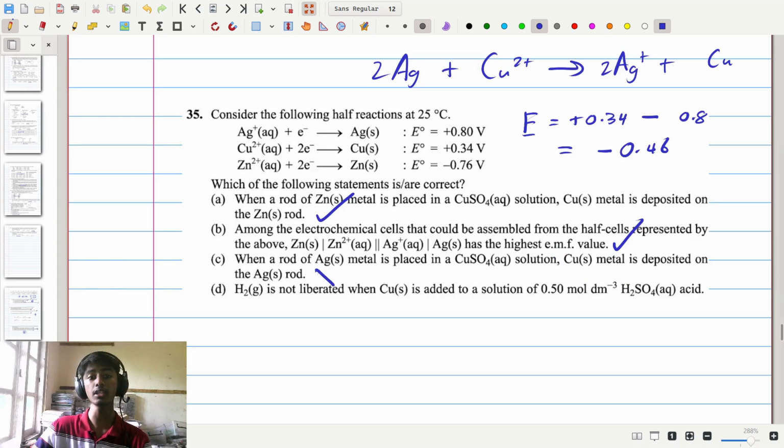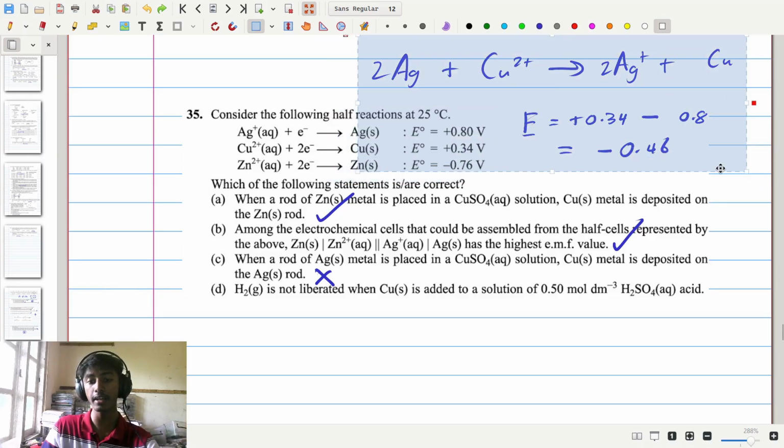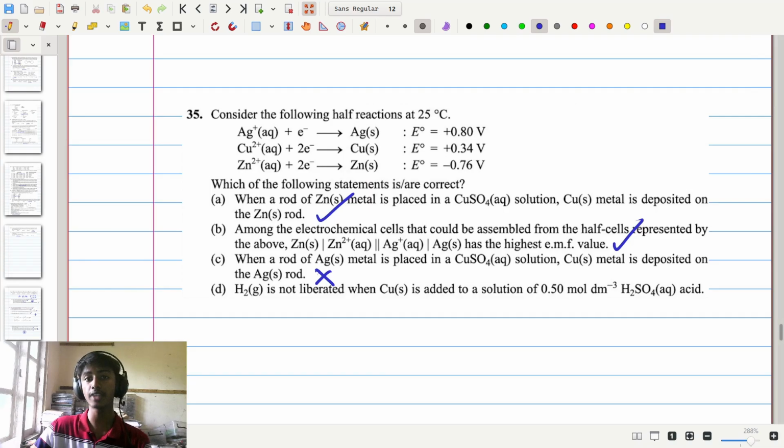So, statement C is incorrect. Now, moving on to D. D says hydrogen gas is not liberated, keyword "not", when copper is added to a solution of 0.1 molar sulfuric acid. Here we need to know that the reaction between H+ and H2 gas is the standard cell reaction of the standard hydrogen electrode, which is H+ to H2 gas, which has a potential of 0 volts, as we discussed in question number 31.